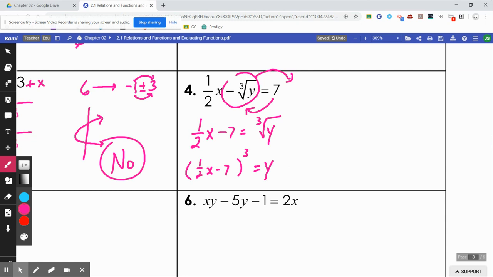Okay, so since the plus and minus throws us off, this one has no plus and minus. For every x, you get a single y. If you were to graph it, it looks something like this. And yes, this would be a function.